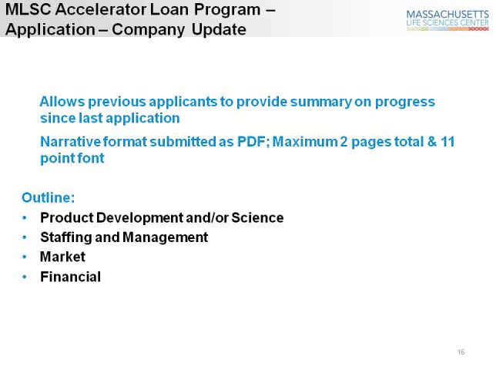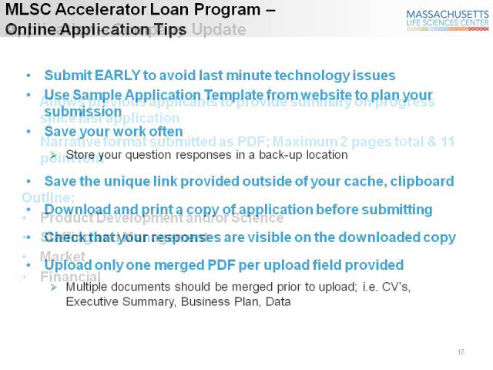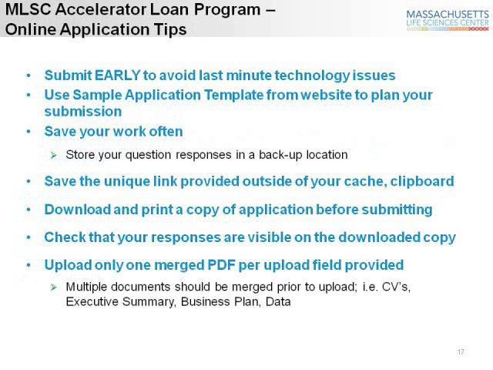And we guide you by providing some ideas of things to include in that company update, such as product development or science progress, any news about staffing and management changes, any updates you might want to reflect on that relate to the market or your competitive differentiation, and finally, any financial update. And the more you can include in this 2 pages, the better, that give reviewers a sense for what you've accomplished in the time since your last application.